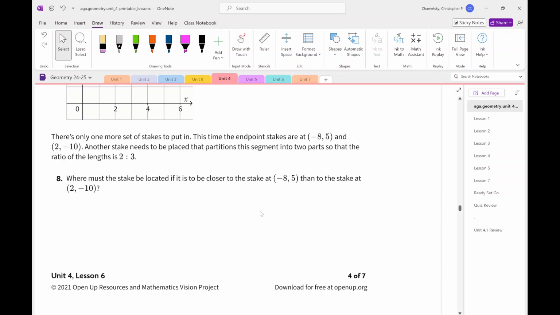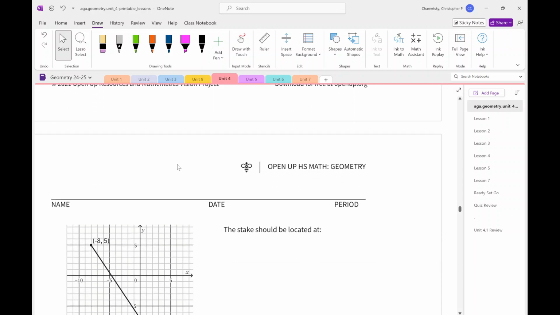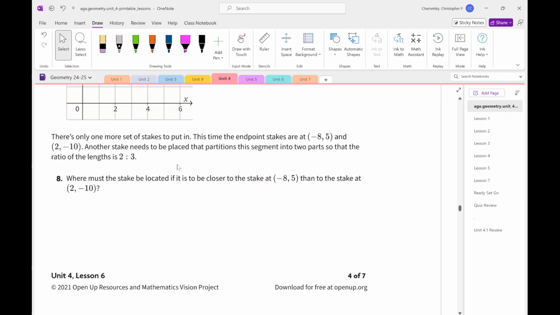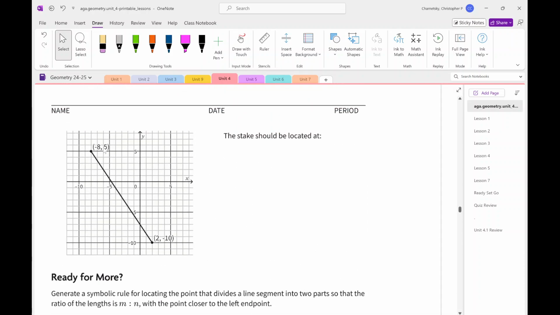And we have 1 more stake to put in, and this time our ratio of parts is 2 to 3. So we have 2 parts on one side and 3 parts on the other. So really a total of 5 parts. We're going to be starting so that our division of stake is closer to the -8, 5. So we're closer to this point here. Same thing, I'm going to divide this into horizontal and vertical segments here.